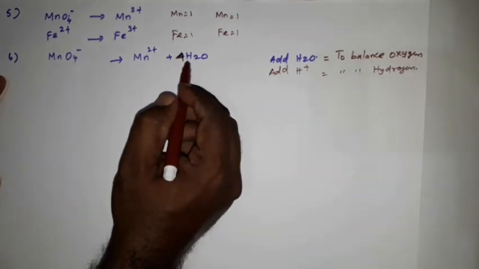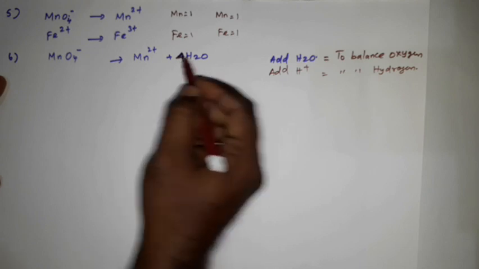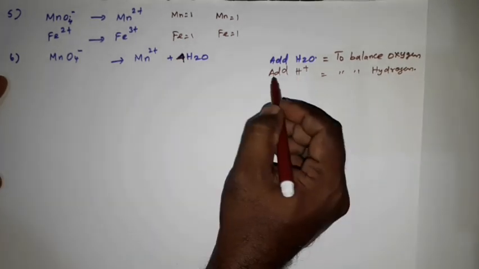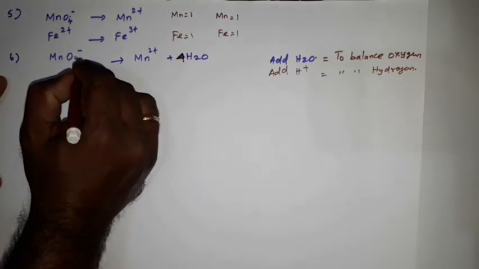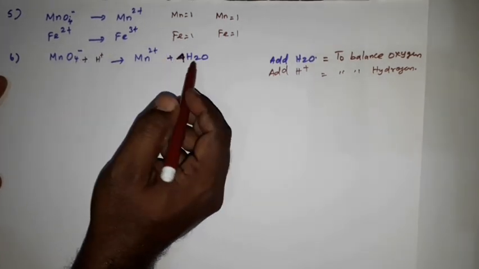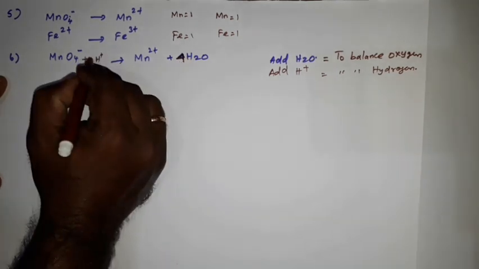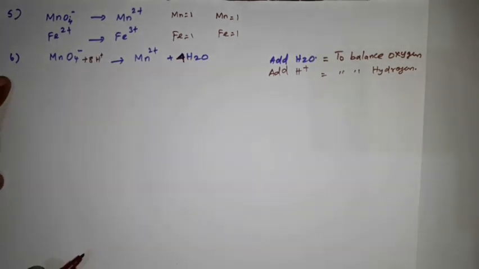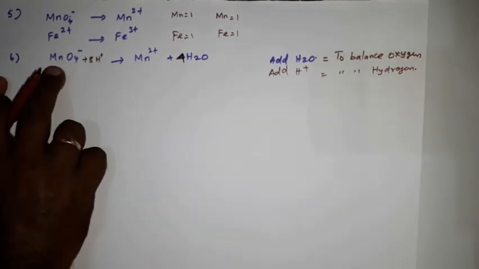Now on the product side, you see 8 hydrogen atoms are here. So to balance the hydrogen atoms, we are adding H plus on the reactant side. So how many hydrogen atoms are here? 8 hydrogen atoms. So I am going to add 8 H plus here. Okay. Hope you understood this step.